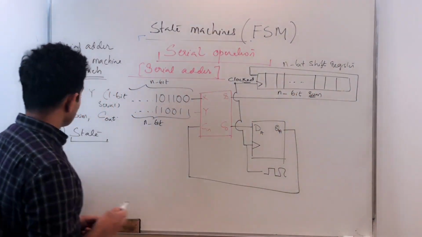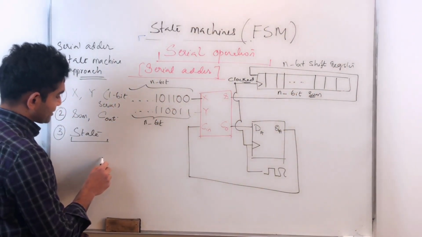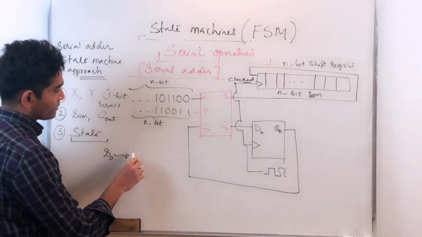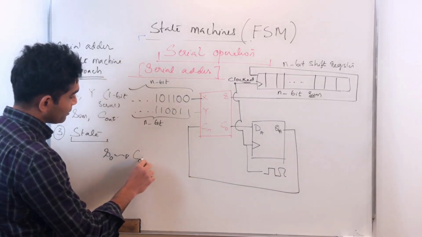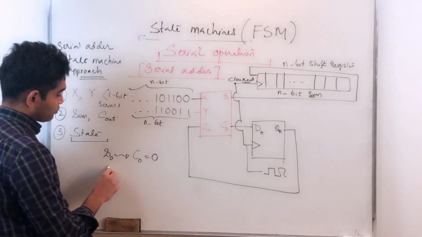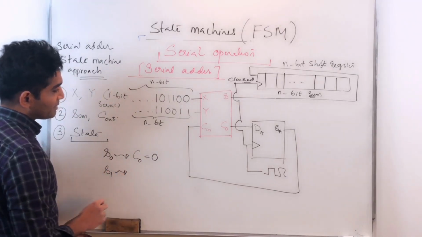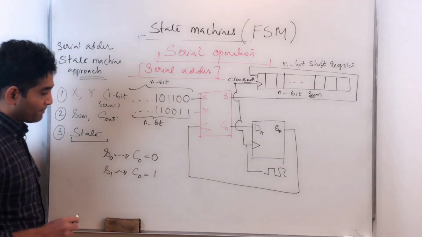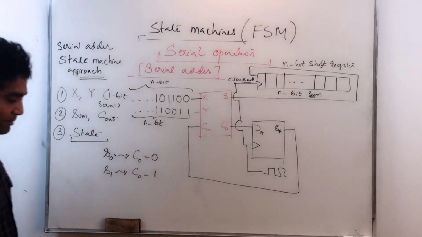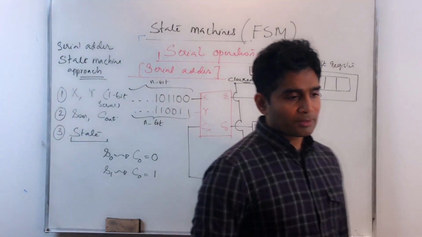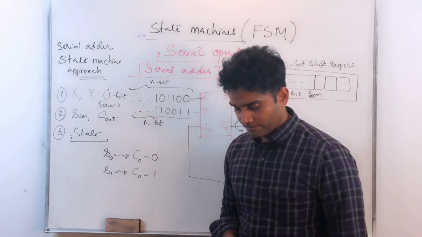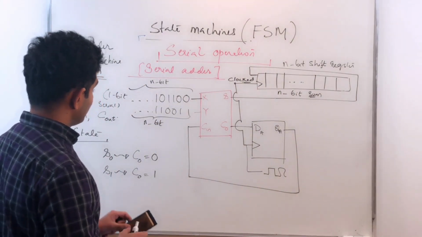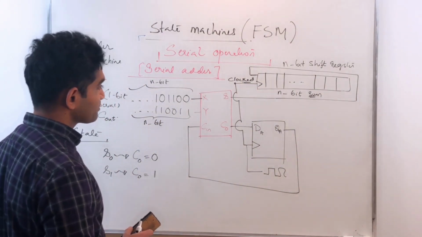All right. So in this case, I can define my state S0 as a state where my carry out is 0, where I don't have to add a carry. My carry out, C out, is 0. S1 is a state that does have to add a carry, or my carry out is 1 in this case. A state where my carry out is 0, a state where my carry out is 1. Okay. And now let's actually design the state table, state diagram for this particular state machine.